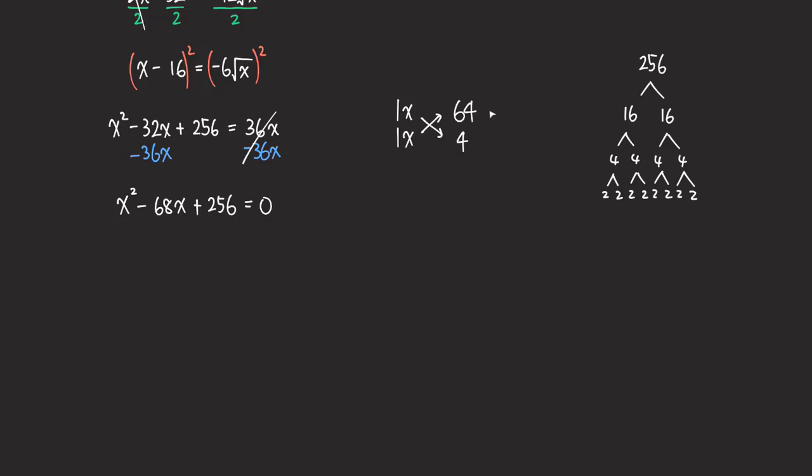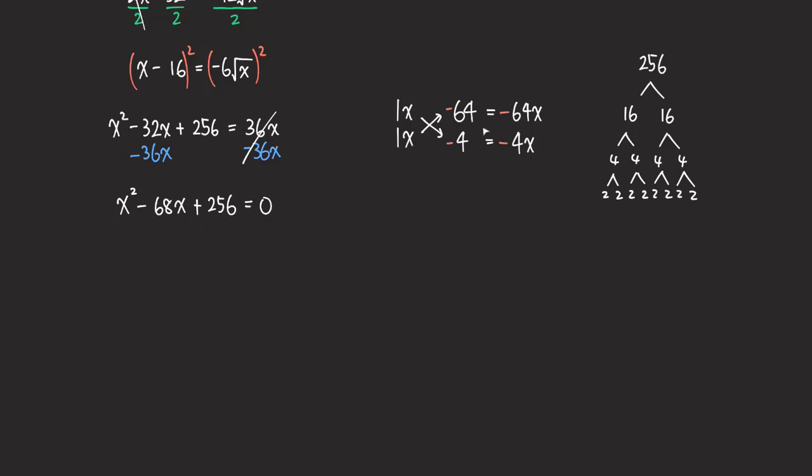Okay, so we have 1x times 4, we get 4x. 1x times 64, we get 64x. And we want a negative 68. So that means we need the negative signs in front of the 64 and in front of the 4. And you can see that because both signs are the same, when we multiply them together, we are still going to get the positive 256. So this is the right combination to use.